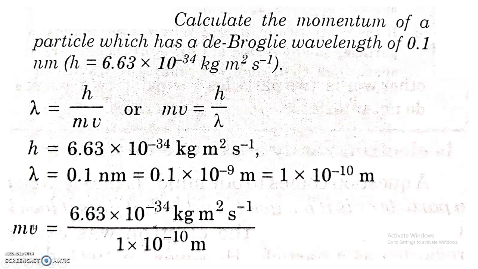So mv, that is the momentum, is equal to h upon lambda. This is the value of h and this is the value of lambda. When you solve this, it comes 6.63 into 10 raised to minus 24 kilogram meter per second. This is the momentum.